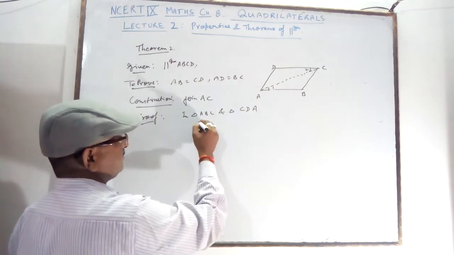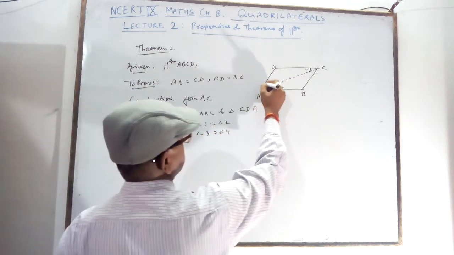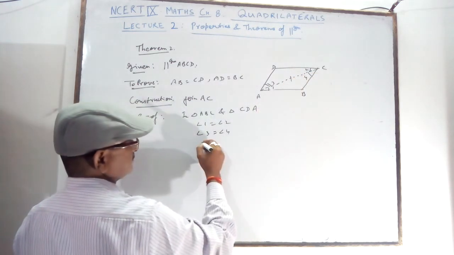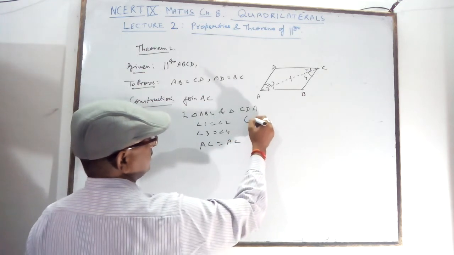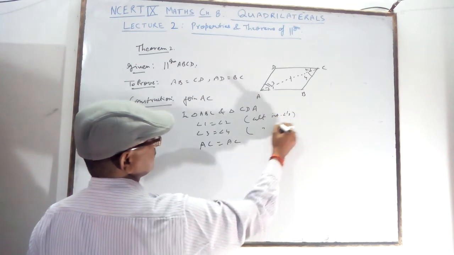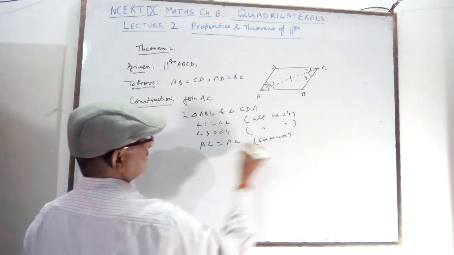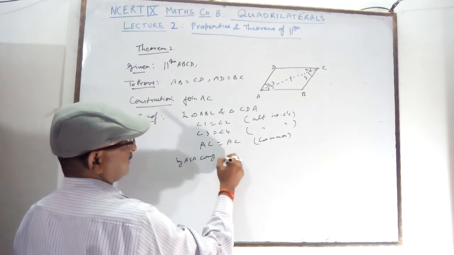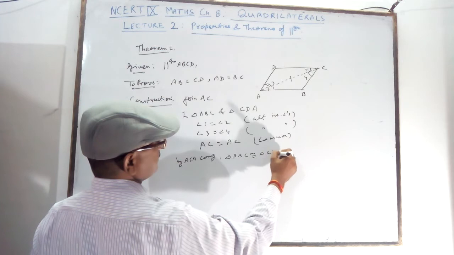Or if you forget everything, you write angle 1 equal to angle 2, angle 3 is equal to angle 4, and it is common. AC is equal to AC, common. Why? Alternate interior angles. Same thing. And here common. Then by ASA congruency, triangle ABC is congruent to triangle CDA.